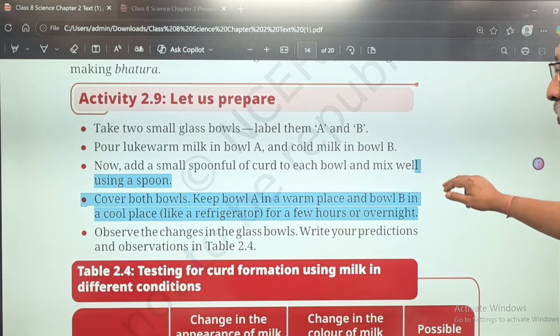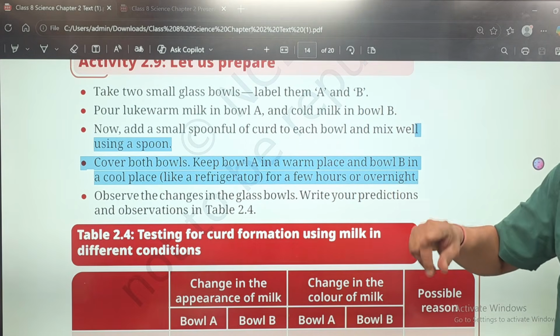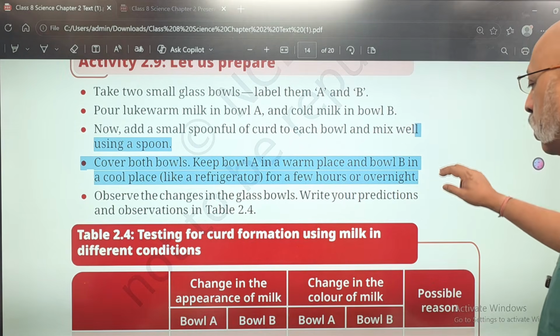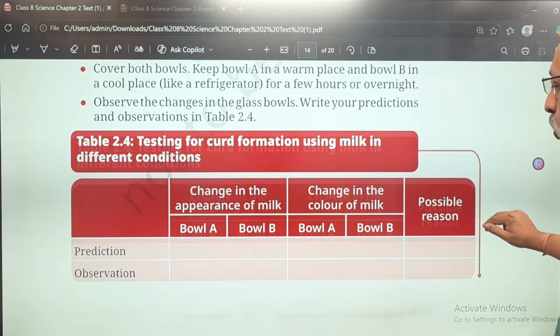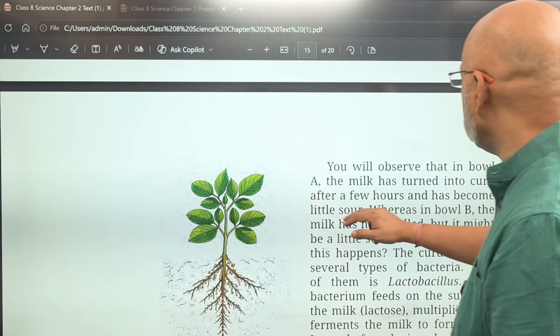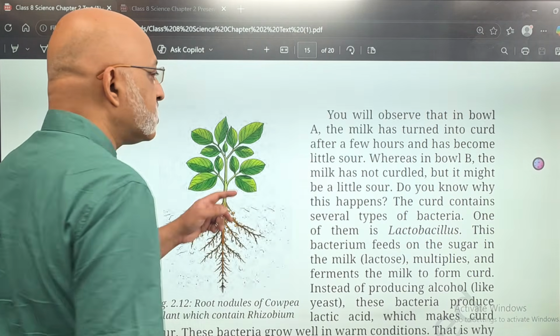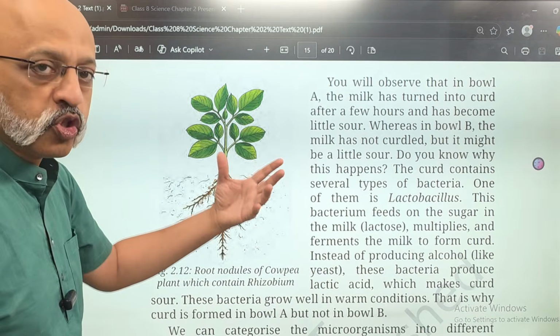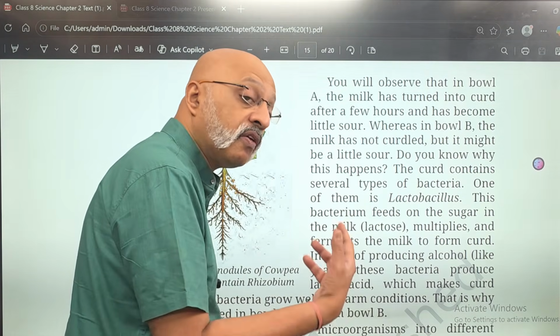This is another one which is about the preparation of curd. I told you that if you keep it in the refrigerator, it will not get converted into curd. You need to keep it outside at room temperature. You will observe that in bowl A, the milk has turned into curd after a few hours, which has been kept outside. It has also become a little sour if you keep it for a very long period of time.